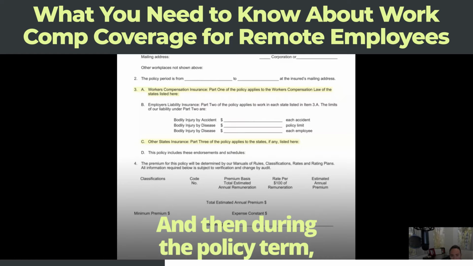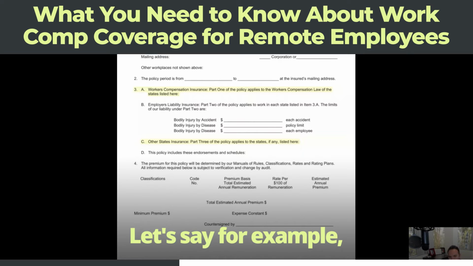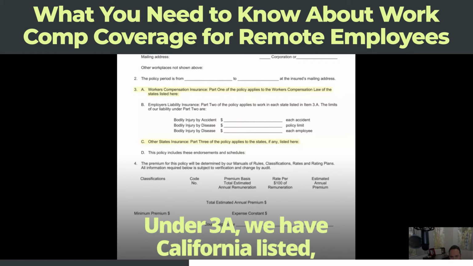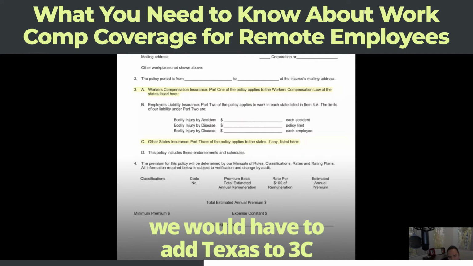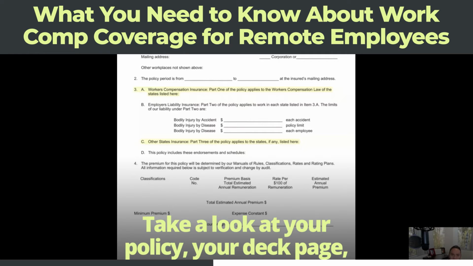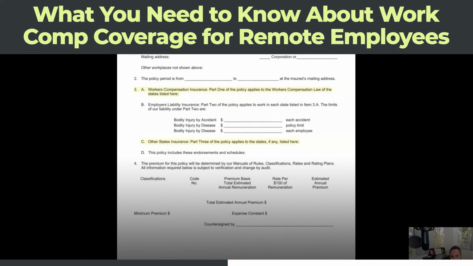And then during the policy term, if an employee is hired in a different state, let's say, for example, the policy is written in California, under 3A we have California listed, and then you hire somebody who lives and works in Texas, we would have to add Texas to 3C to make sure the employee in Texas is covered. So take a look at your policy, your deck page, and make sure all the states are listed either under 3A or 3C.